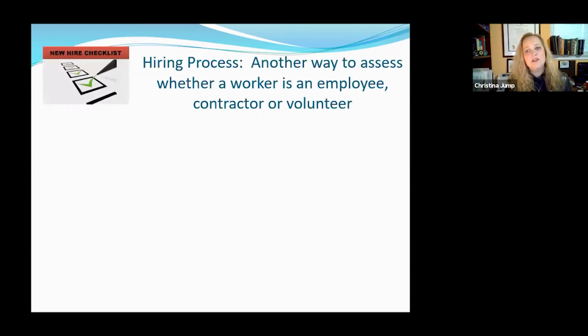So let's look through the hiring process. This is another way to assess whether a worker is an employee or a contractor or a volunteer. How frequently is the work performed? If this is something that is performed 5 days a week, day in, day out for approximately 40 hours a week, far more likely that you got yourself an employee or at least an independent contractor.